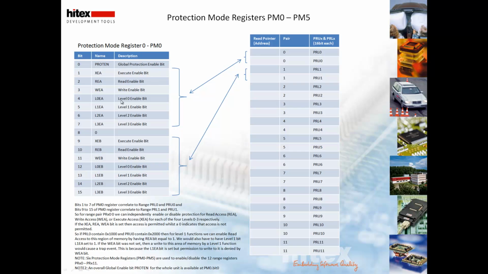So if we want level 0, for example, to be enabled for a given range, we would put a 1 in here, and if we want level 1 to be able to read, write and execute, then we have to put 1s in each of these bits as well.